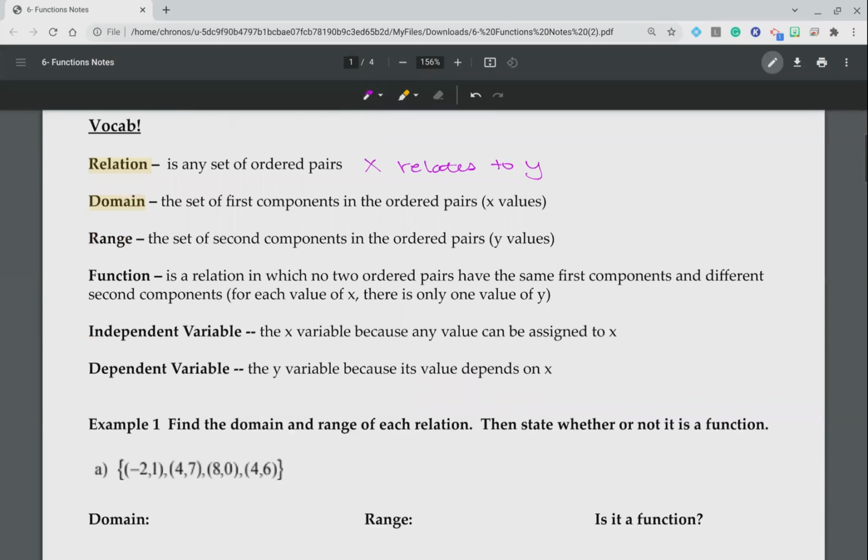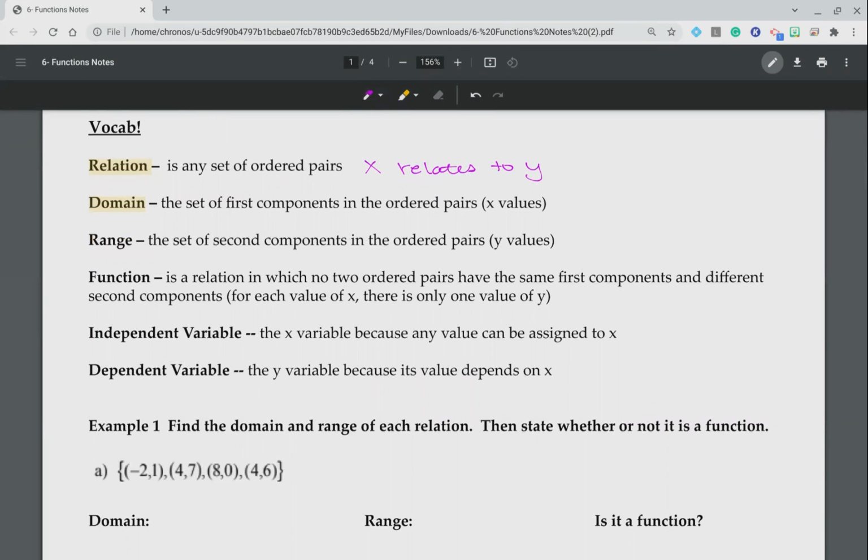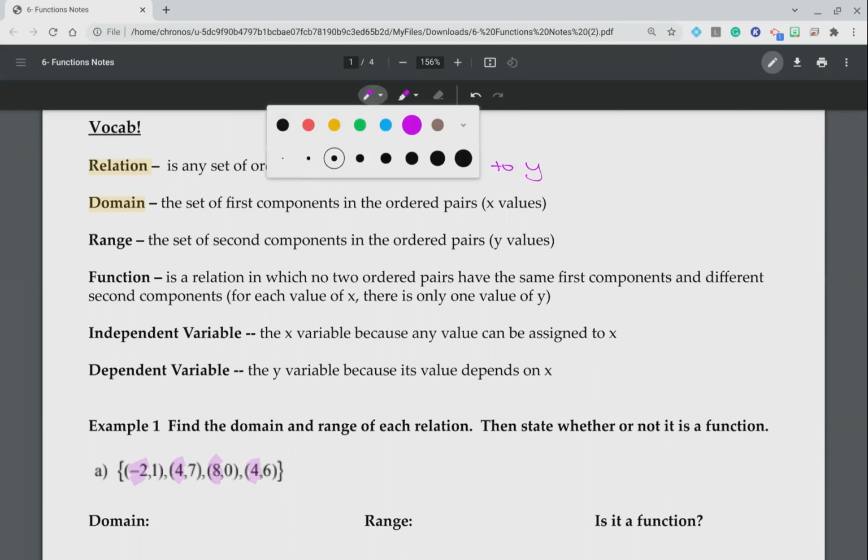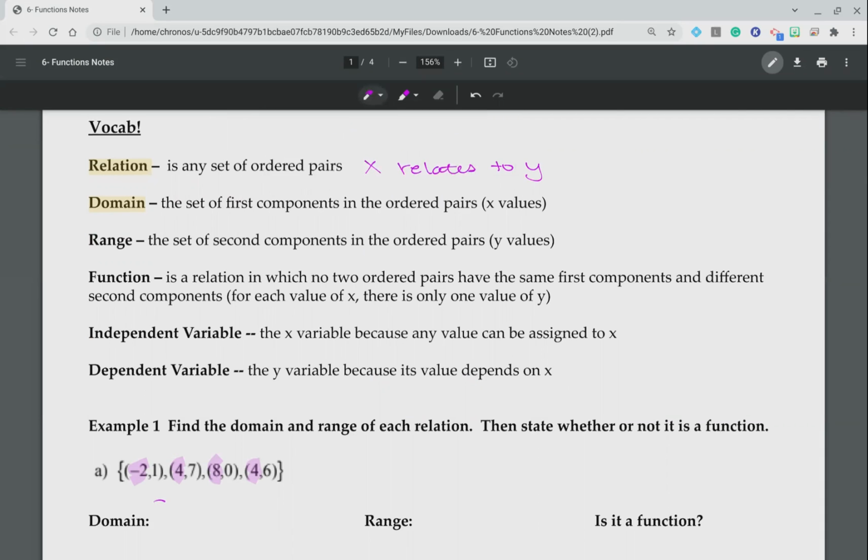So if we just jump down here to example 1, if we are asked for the domain, we are looking at the X values of the ordered pairs. So my domain in this case, and you kind of just put it in brackets like this, is going to be -2, 4, 8. Okay, now we do have another 4 listed in there, but if a number is repeated, you only list it once, and you do want to make sure you put it in order from least to greatest.